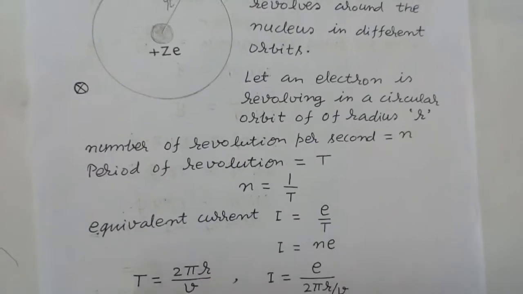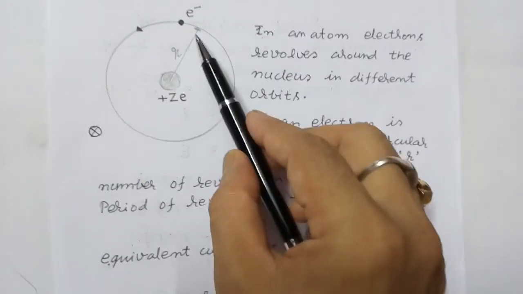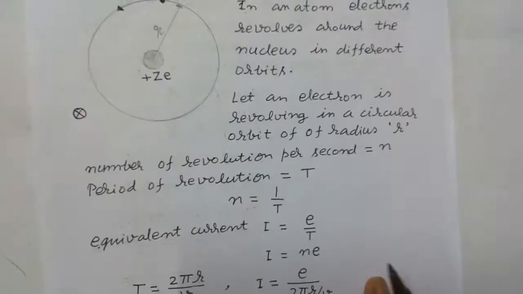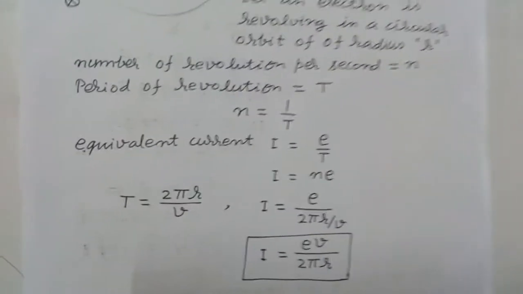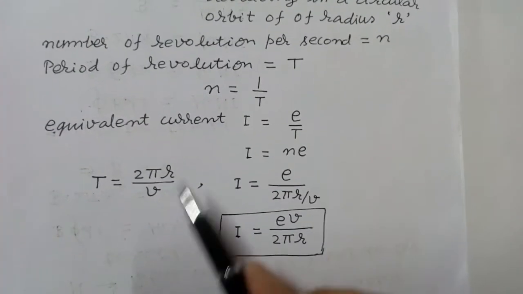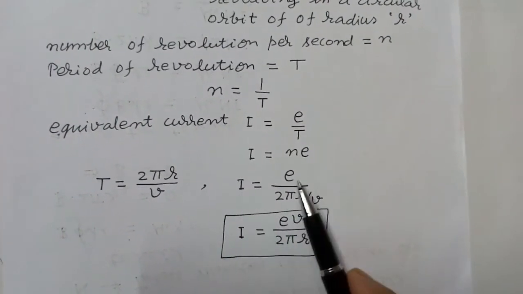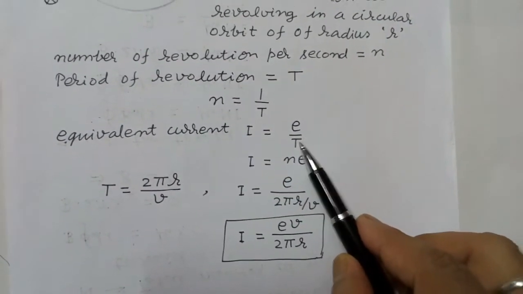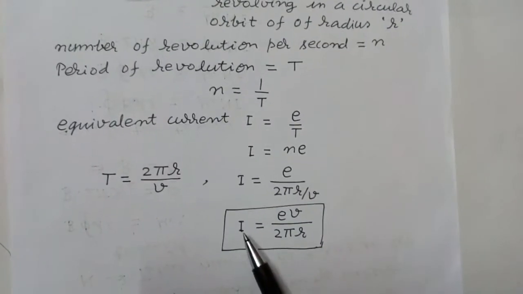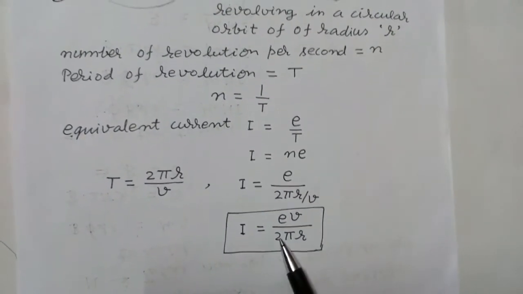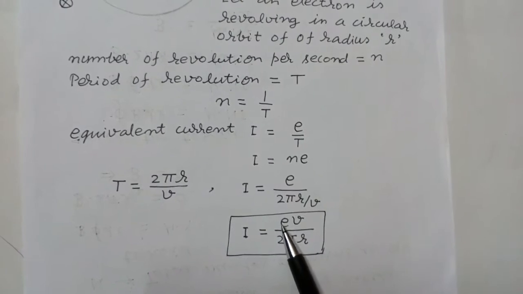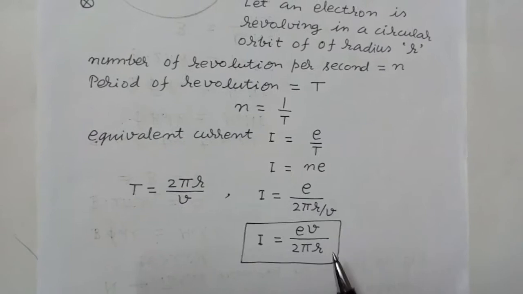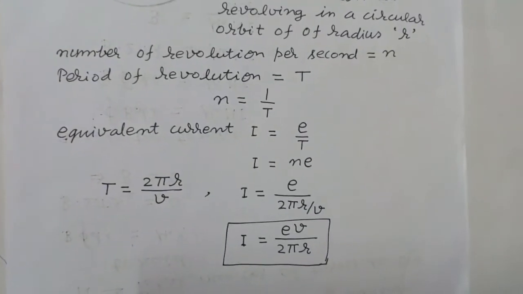Now time period: we know that in one revolution electron will cover a distance 2 pi r, and suppose velocity of electron is v. So time period T is equal to 2 pi r upon v. Therefore current I is equal to e upon (2 pi r upon v). In place of time period T, substitute this. So equivalent current I is equal to ev upon 2 pi r, where e is charge on one electron, v is velocity of electron, and r is radius of circular orbit.